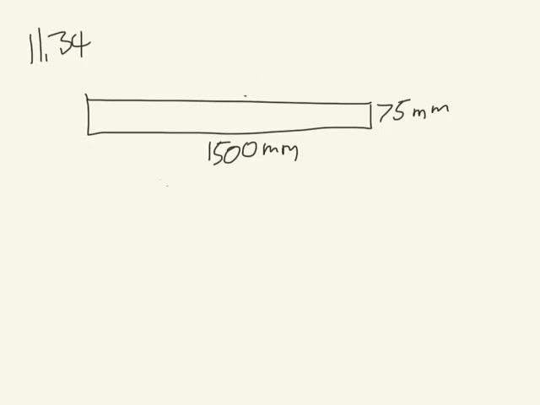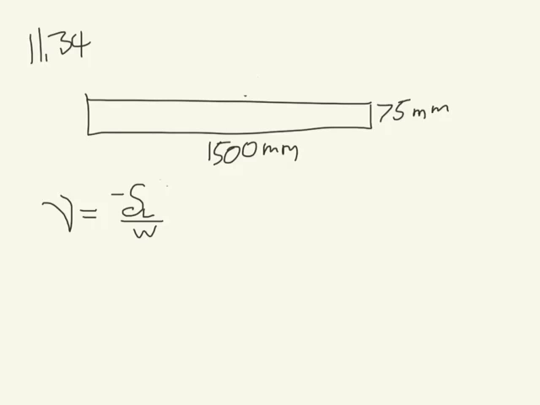This is problem 34 from chapter 11, and it's about Poisson's ratio. Poisson's ratio is the fraction of lateral deformation over the fraction of axial deformation. So the symbol nu is the symbol for the Poisson's ratio, and it's actually a negative fraction of lateral deformation.